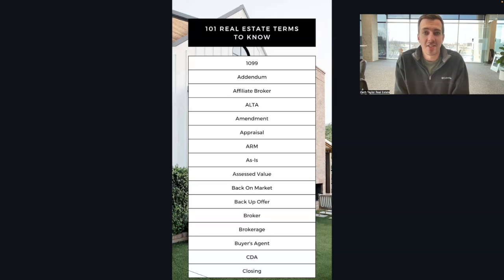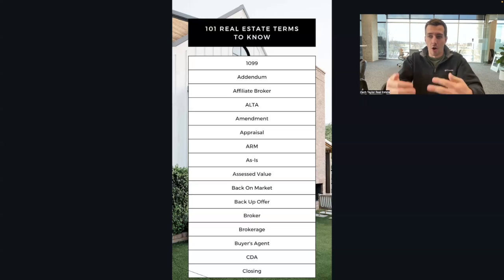Backup offer. Just as it implies, the seller has already agreed to an offer with a current buyer, and you want to write a backup offer in case that first one falls out and it goes back on the market. Instead of going back on the market, it would just go straight to you as a backup offer if it's accepted.